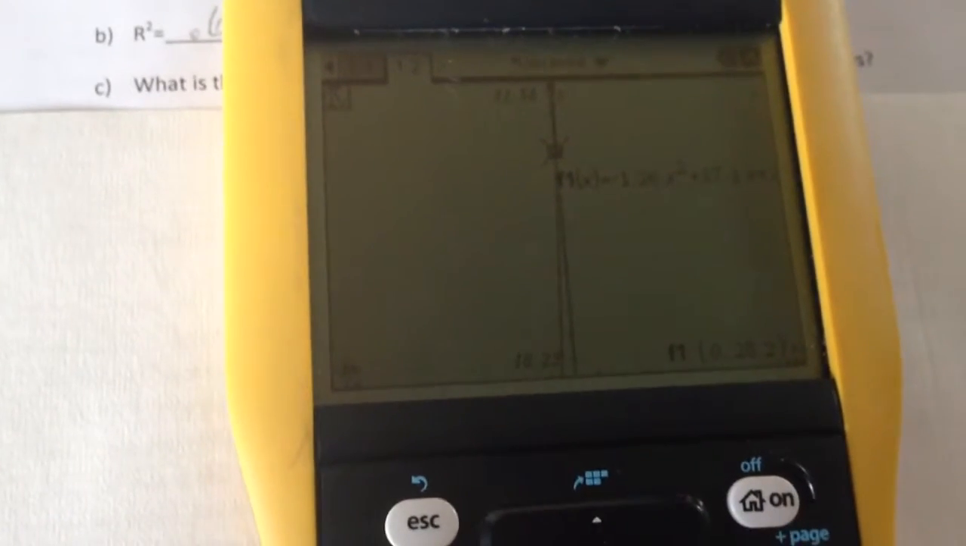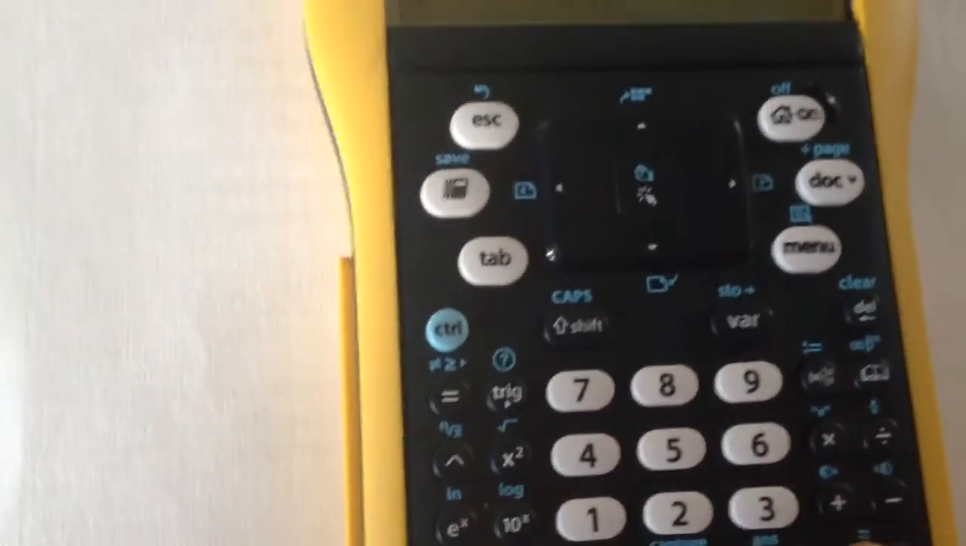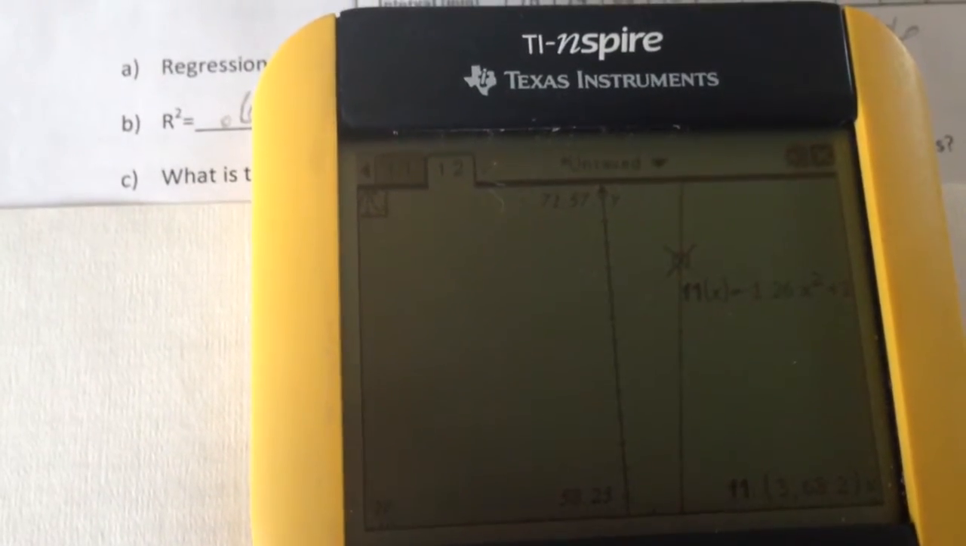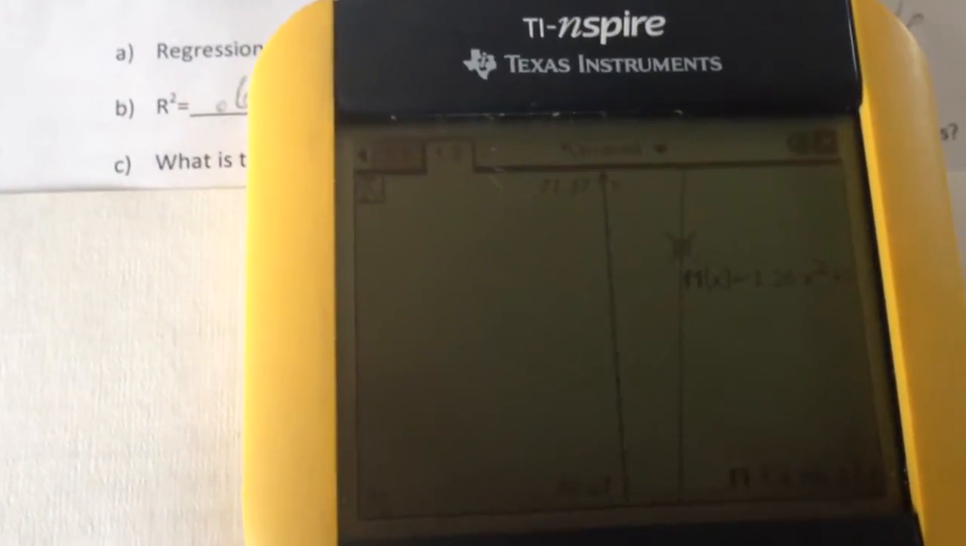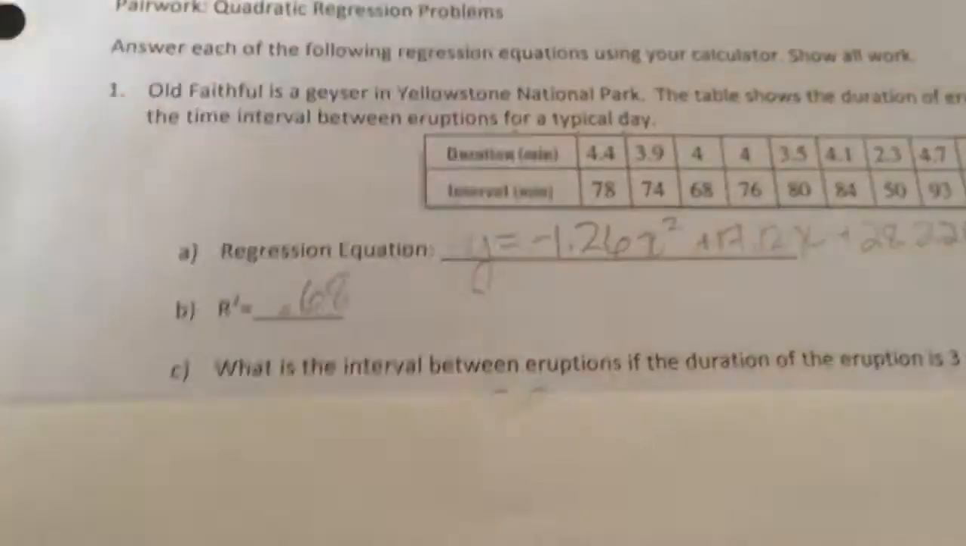Now you can see when X is 0, Y is 28.2, and we want X to be 3. So we're going to press 3, enter, and that tells us that when X is 3, Y is 68.2. So our answer is going to be in minutes because our duration was in minutes. 68.2 minutes.